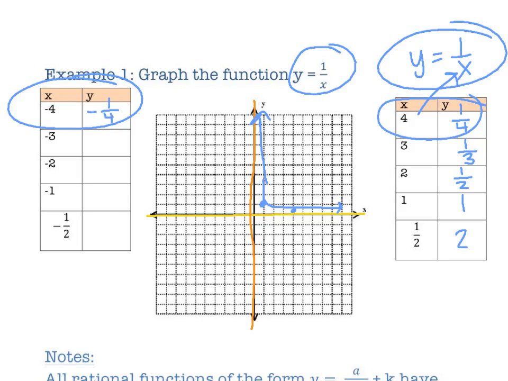If you say y equals 1 over -4, negative 1/4. -3, I'd get out negative 1/3. -2, negative 1/2, negative 1, negative 1, and negative 1/2, I should get out negative 2.